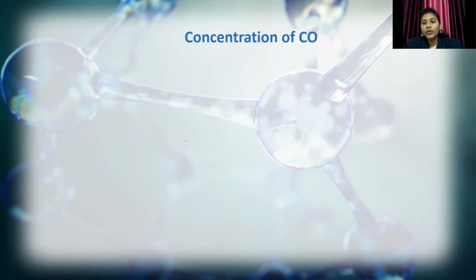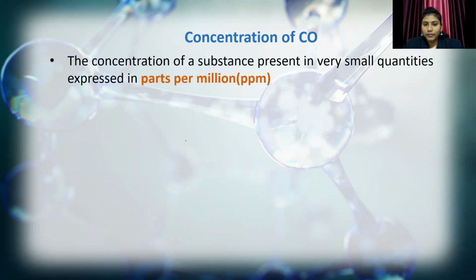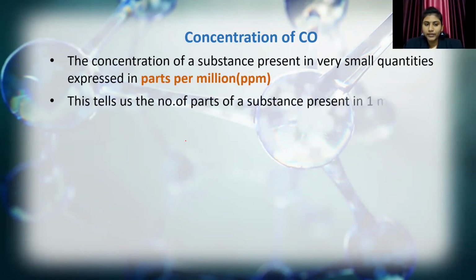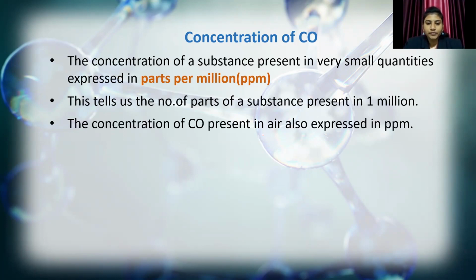The concentration of carbon monoxide we can measure in parts per million. Usually, substances with a low concentration are expressed in parts per million. In short, we can call it ppm, parts per million. This tells us the number of parts of a substance present in 1 million. In 1 million of the substance we are taking, how many parts of that particular substance are present, that is parts per million.